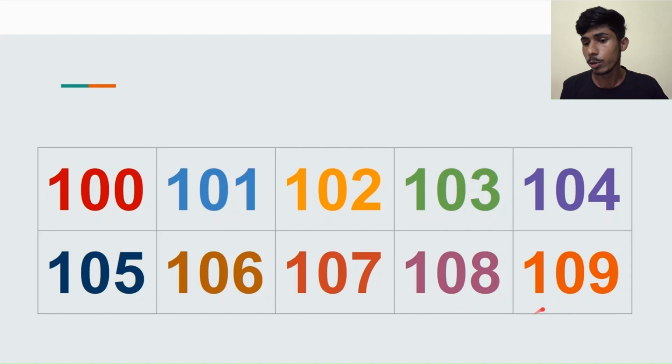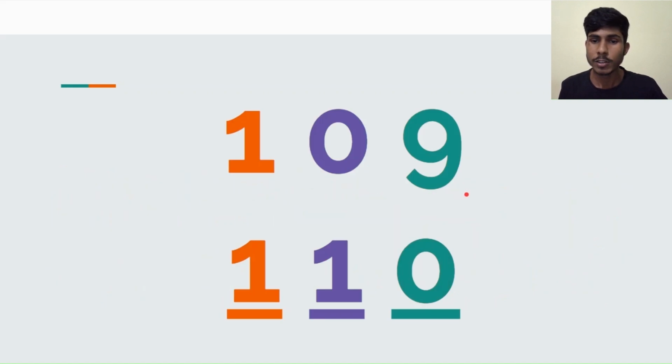And what should we do now? We got 9 here, and how to get the next number? Our rule is simple. Whenever we reach 9, we need to make that digit 0 and we need to change its left digit, that is this 0 here. So we reached 109, right? We need to make this 9 to be 0, and we have to make its left digit, that is 0 here, to its next number. What comes after 0 is 1. So we made this 9 to be 0 and this 0 to be 1, and this 1 remains the same. So we'll get 110.